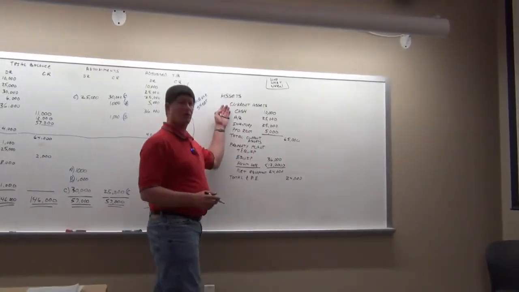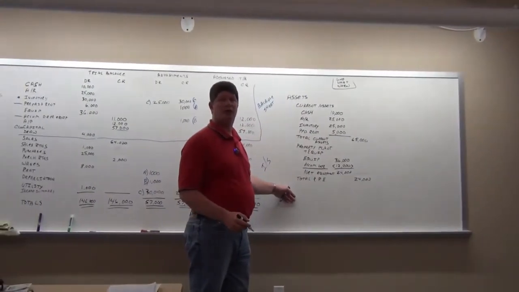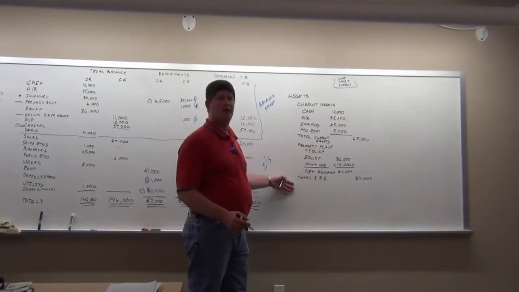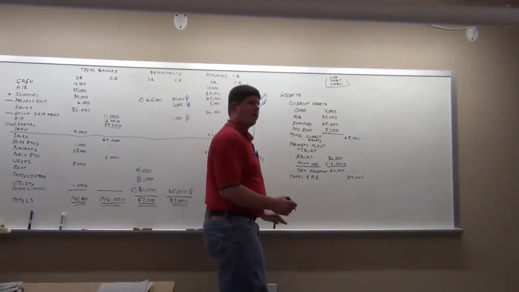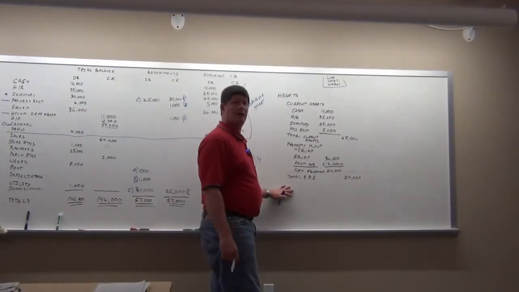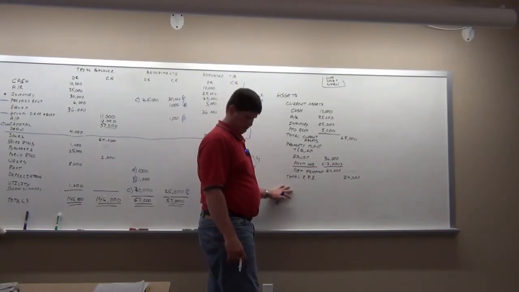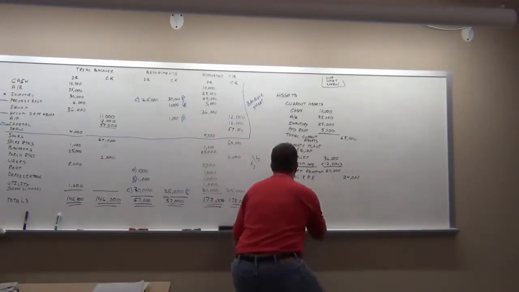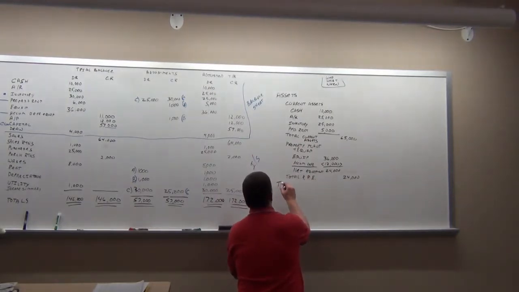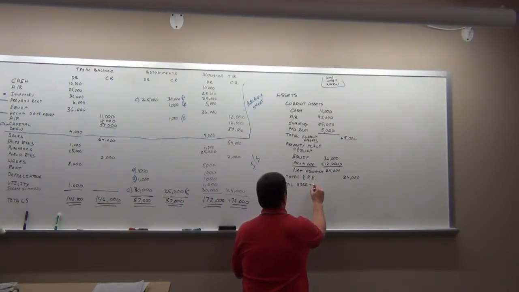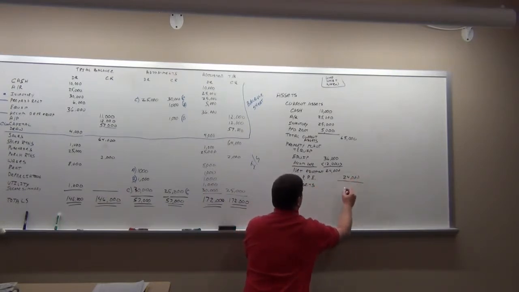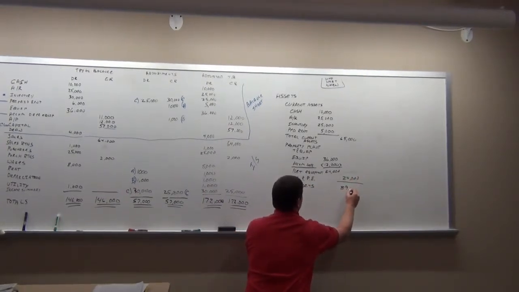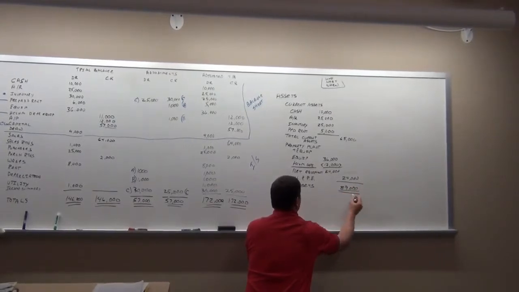Okay, so if these are all of my assets and I have no long-term assets, what's my next line on here? Anybody else? Total assets. There we go. Is $89,000.